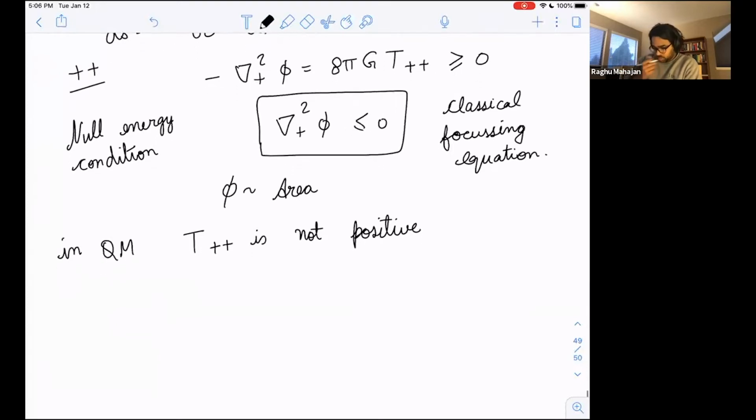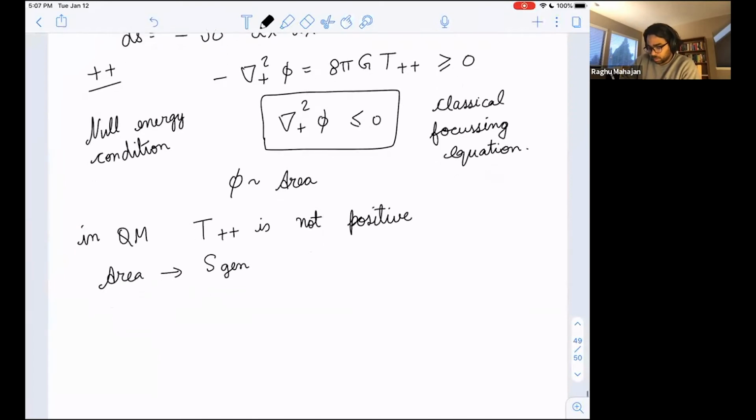There is a conjecture which says we should replace the area by the generalized entropy. And the claim is that grad_plus squared of S_gen should be negative. This is a claim, and it is called the quantum focusing conjecture.